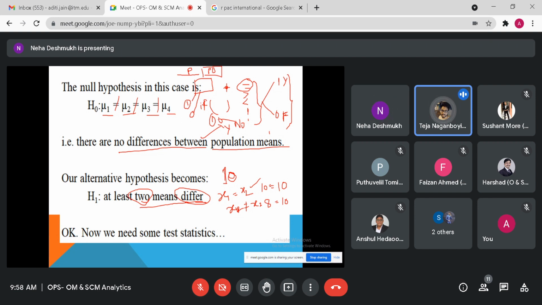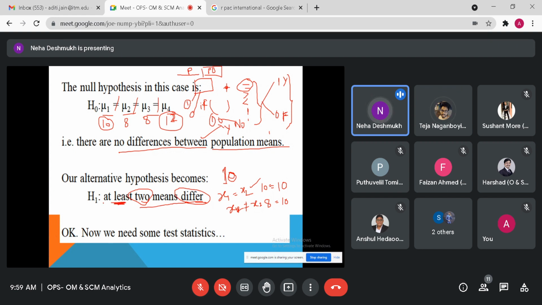Yes. And if there is a case where mu2 is equal to mu3, for example 10, 8, 8, 12, so 8 is equal to 8, I mean the second mean is equal to the third mean. In which case will this be applicable, null hypothesis or alternative hypothesis? The null hypothesis says there is no difference between the population means. Your first mean is 10, second is 8, third one is 8, fourth one is 12. Then ma'am, two values are not equal, but two values are equal. At least two.